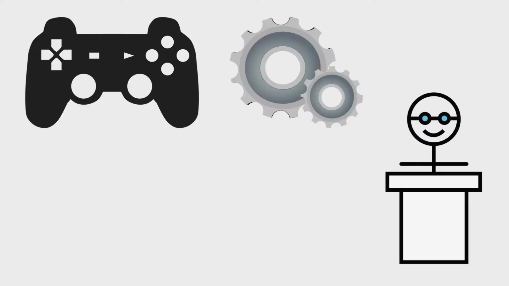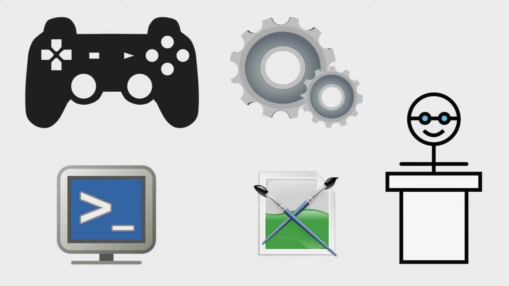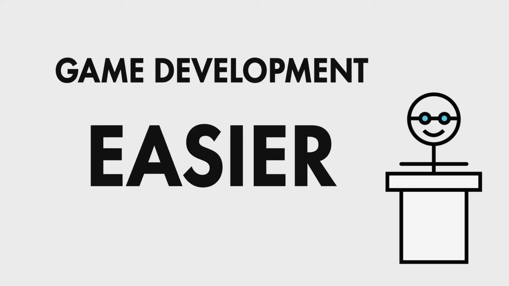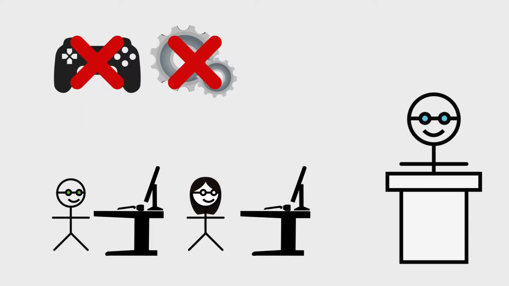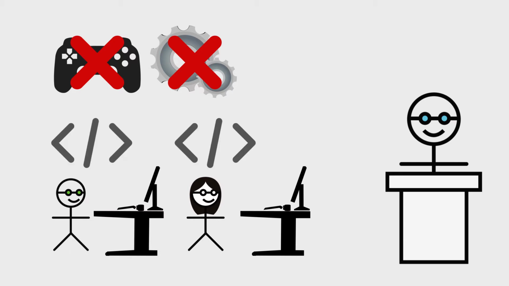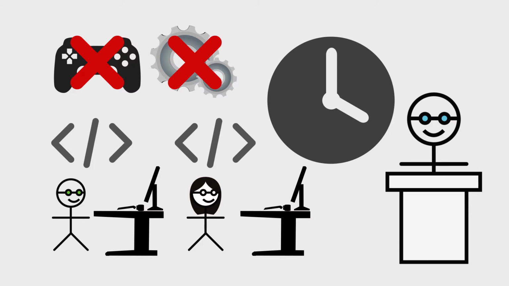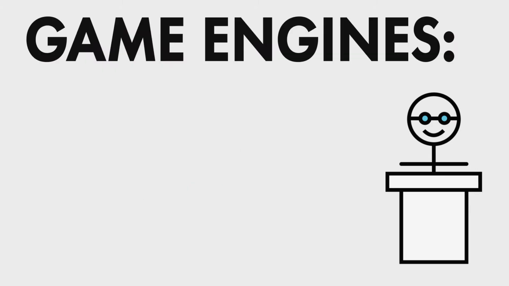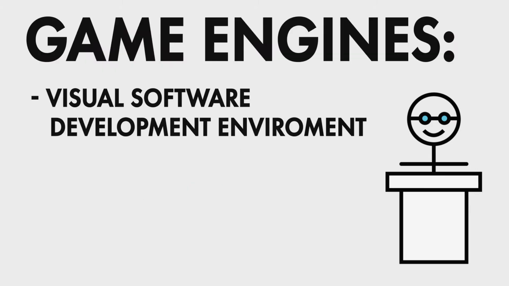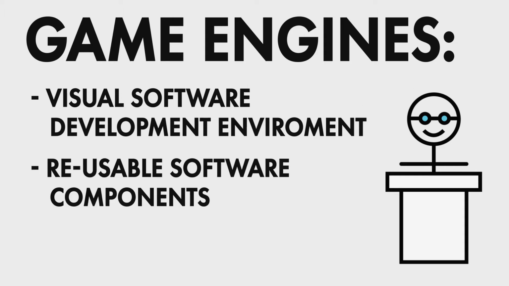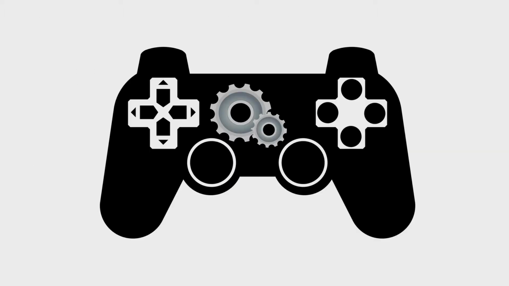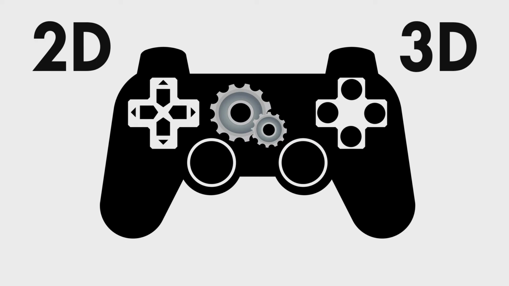A game engine is a software development environment that aims to make game development easier. Without game engines, programmers would have to work much harder to make a game, as coding everything line by line is time-consuming and difficult. Game engines are generally a visual software development environment to allow reusable software components to make game development easier. Depending on the game engine, 2D and 3D games can be made.